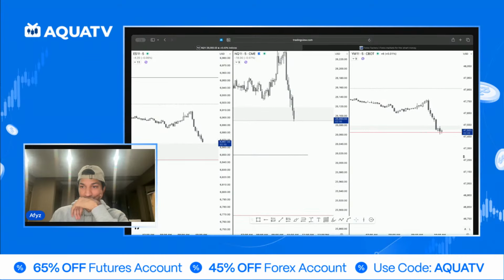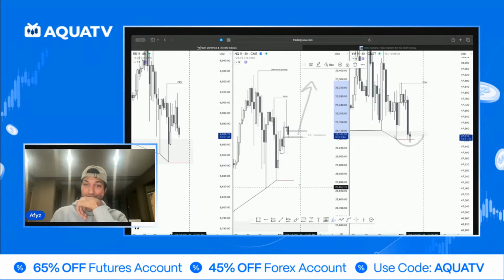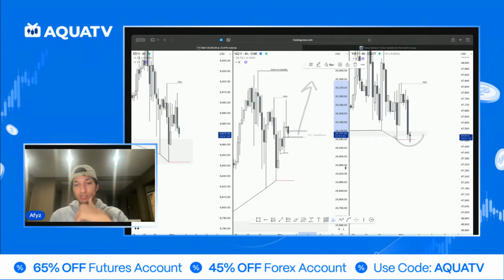Right. Again, I have to evaluate if YM is going to reverse here. If YM reverses here, like with strength, then I can look to trade some sort of internal to external range liquidity on the NASDAQ. But I need to see a reversal here first. Just gotta be patient.